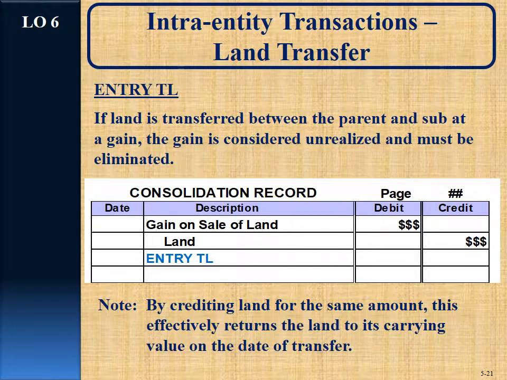This is starting on page 220. If land is transferred between the parent and subsidiary at a gain, so it's a downstream or upstream, the gain is considered unrealized and must be eliminated. Not until that land is sold to an outside party is any of that gross profit ever recognized. So here's the deal with this entry. That land may never be sold to an outside party. So you've got to do this entry every year. Well, it'll change up a little bit from the initial sales year to a future year, but you have to. And there's how you do it. Debit the gain on sale of land, credit land.